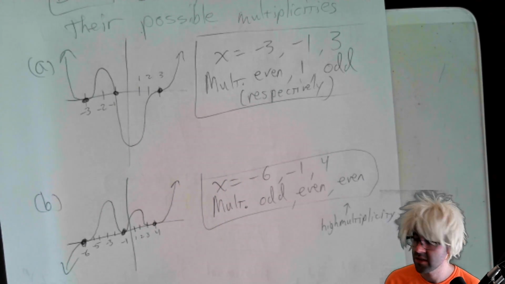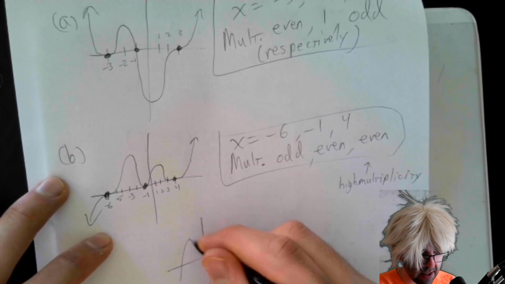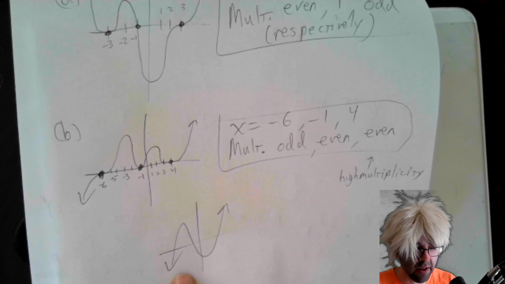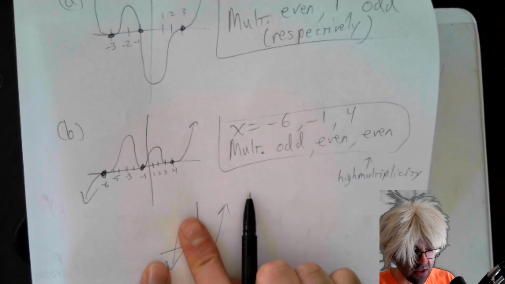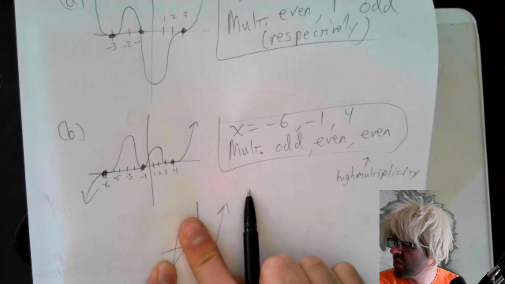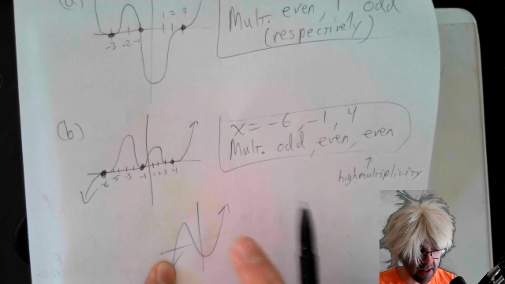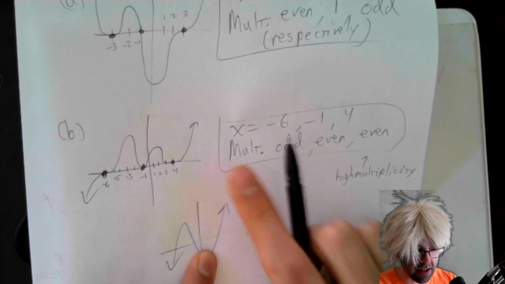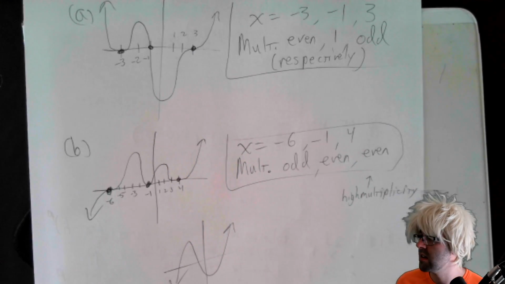That's what we got for these ones. And again, if I gave you another one that maybe looked like this, these would all have multiplicity 1. Because if you zoom in on the function, it looks kind of like a line, zoom in, kind of like a line, zoom in on that zero, kind of like a line. So all of these would have multiplicity 1.